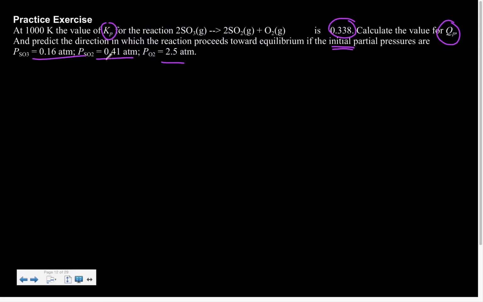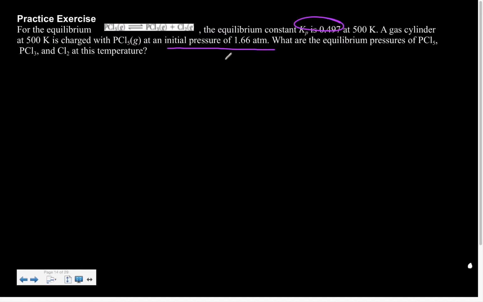Here, we know all of my initial pressures, which means we can do a Q versus K, right? Here, though, we're not asking which direction it is going to move. We are asking what the equilibrium pressures are, which means that there's going to be a change in everybody's pressure until we reach equilibrium, which means that this should go ding, ding, ding in your head as an ICE table problem, right? Where we're going to start with our equation, which says PCl5, PCl3, and Cl2, all of which are gaseous.